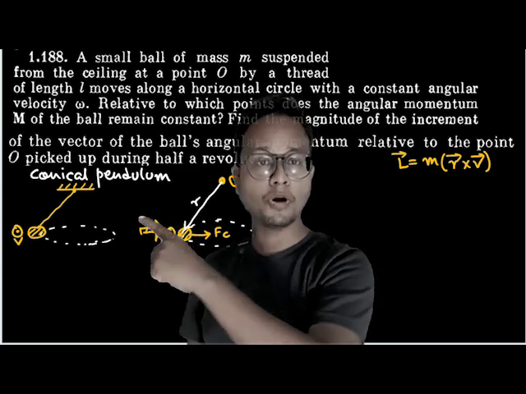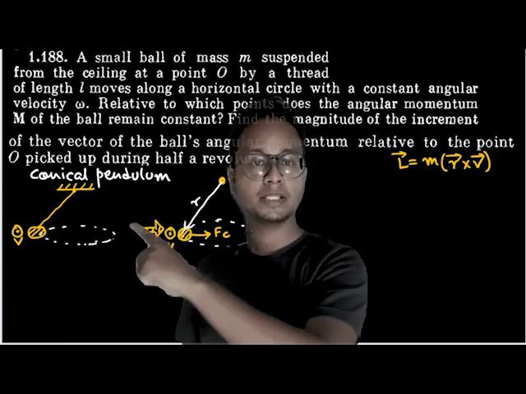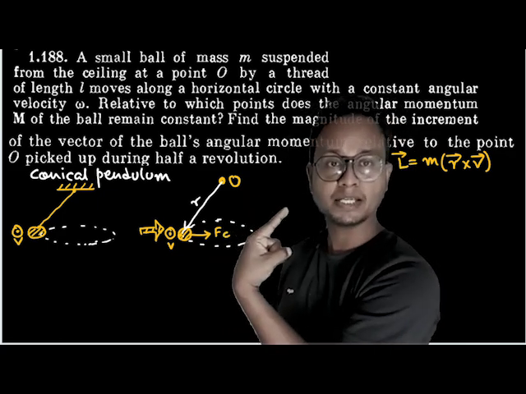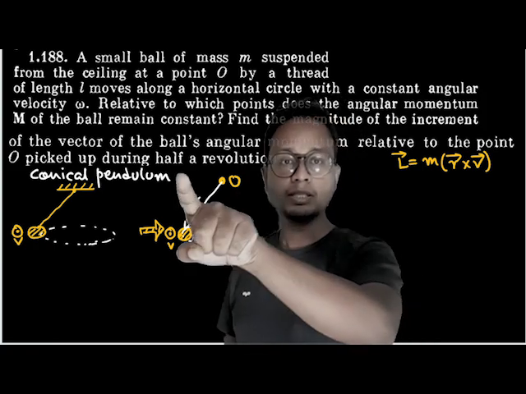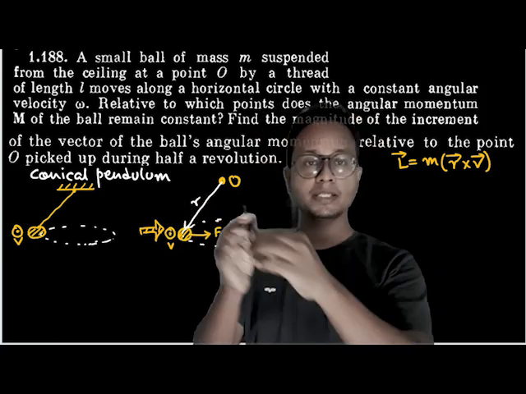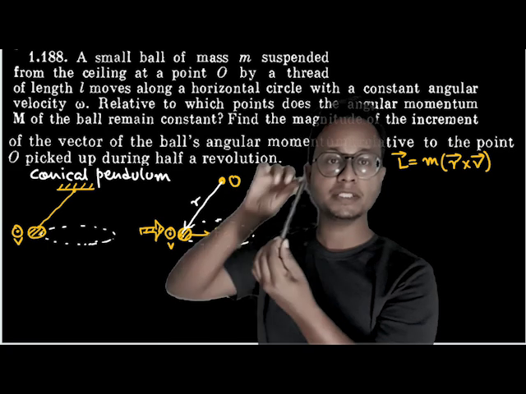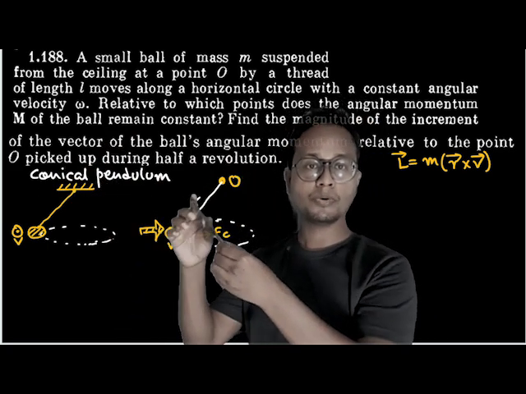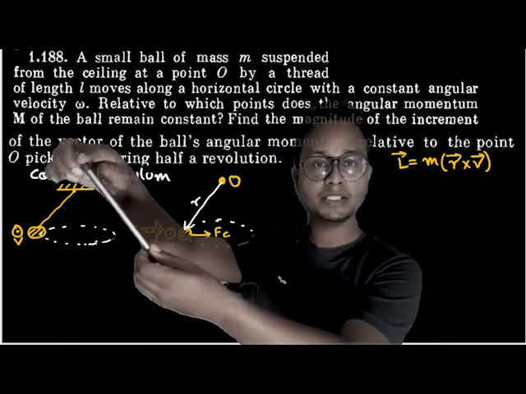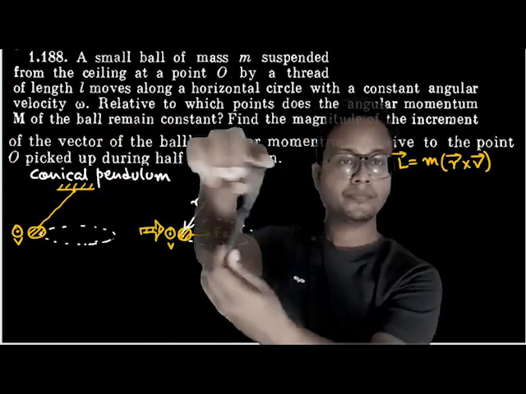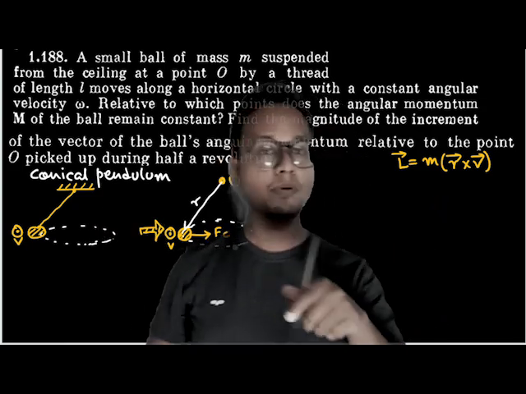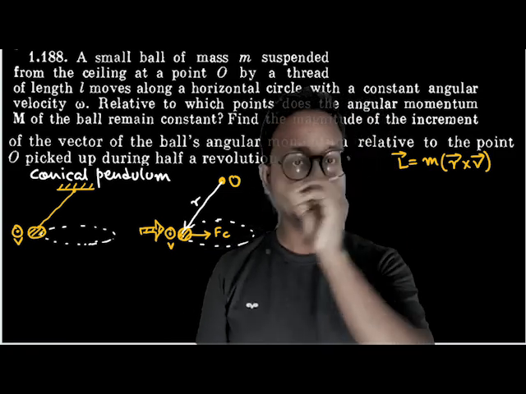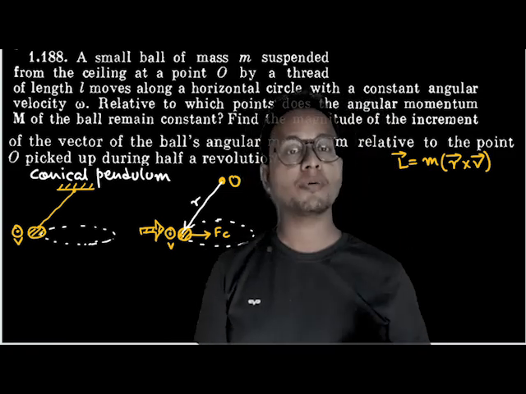And as the ball rotates with constant velocity, when the ball arrives out here, the angular momentum would be in this direction. When the ball arrives out here, it would be in this direction. When the ball goes towards the back, the angular momentum would be in this direction, isn't it? So as the ball rotates, the direction of angular momentum changes, somewhat like this. Even though the magnitude of angular momentum is constant, the direction is changing. So I have to select a point where both the magnitude and the direction of angular momentum remain constant.